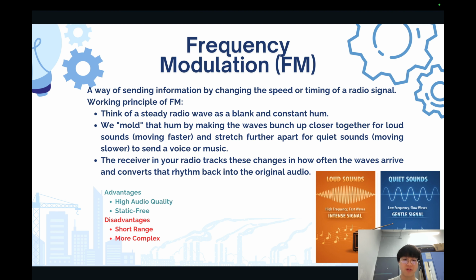However, FM is not without its trade-offs. Its primary limitation is its short range. FM signals travel in straight lines and do not follow the curvature of the earth well, so they are typically limited to line of sight distances, meaning they don't travel really far beyond a certain distance.